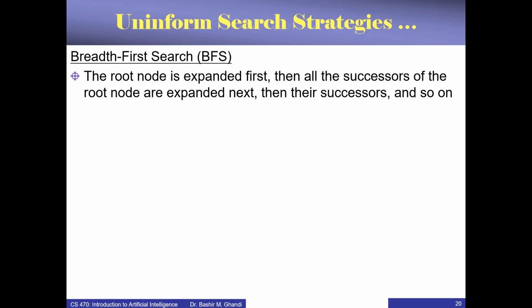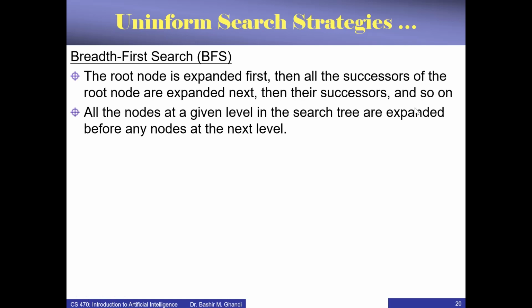Then all the successors of the root node are expanded next. As we know, breadth first traversal does the traversal level by level, if you recall. And therefore, when we come to a node, we look at all its children before we look at the grandchildren. So this is what it means: if we start from the root node, we expand to the level just after that, and then the next level after that, and so on. So level by level. We will see an example in a moment.